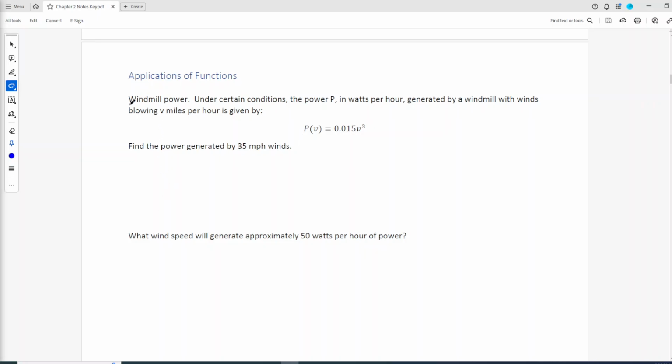So for example here, this is an application of windmill power. Under certain conditions, the power P in watts per hour generated by a windmill with winds blowing V miles per hour is given by this equation. First thing I want you to realize is that if you are reading this, this is power as a function of wind speed, right? Because it's generated by a windmill with winds blowing miles per hour. So miles per hour is a unit for speed. So this is power as a function of wind speed.